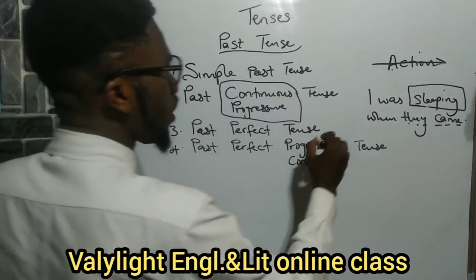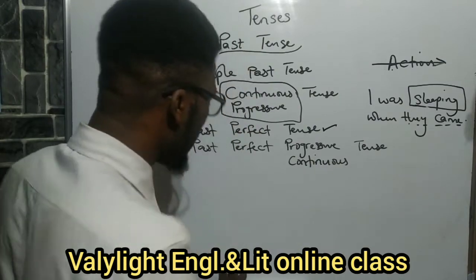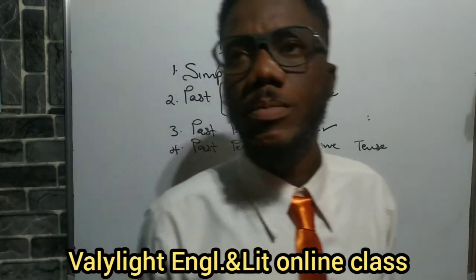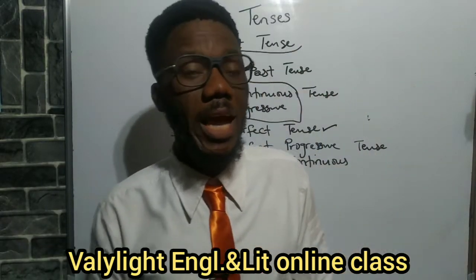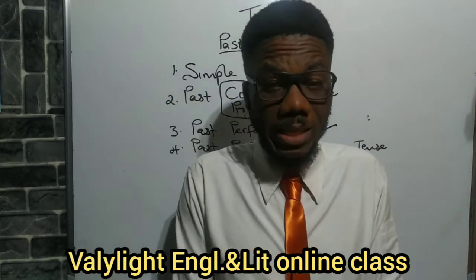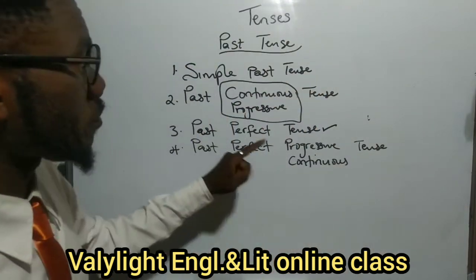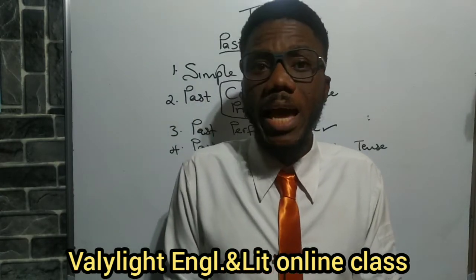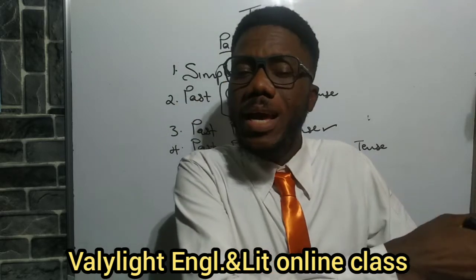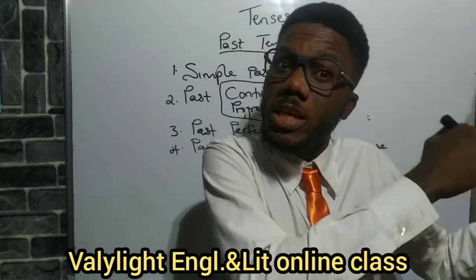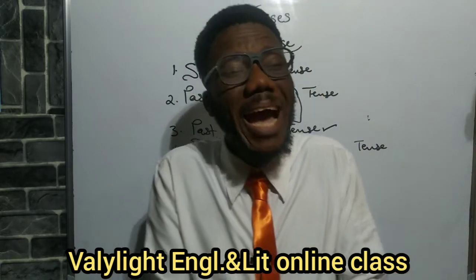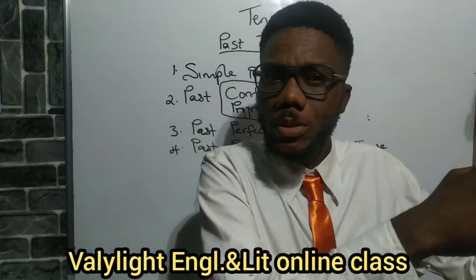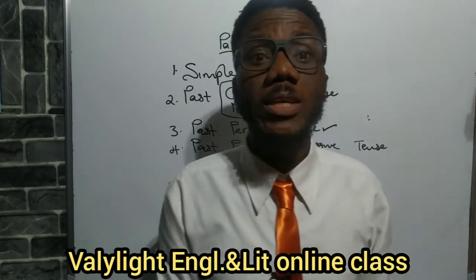All right, after that, we have the past perfect tense. If you remember, when we discussed the present perfect tense, we talked about it as an action that has been accomplished as at the time of speech. Now, for this past perfect tense, this talks about an action that had been accomplished as at the time of another action, not speech, as at the time of another action that also happened in the past.